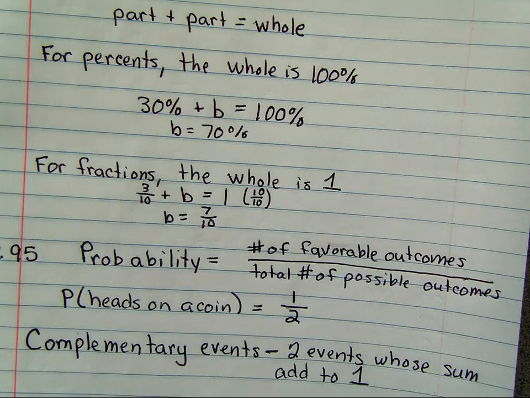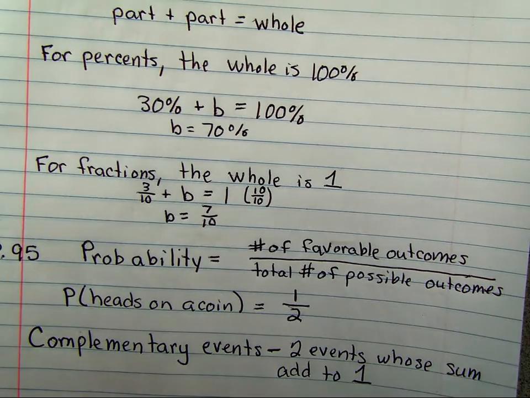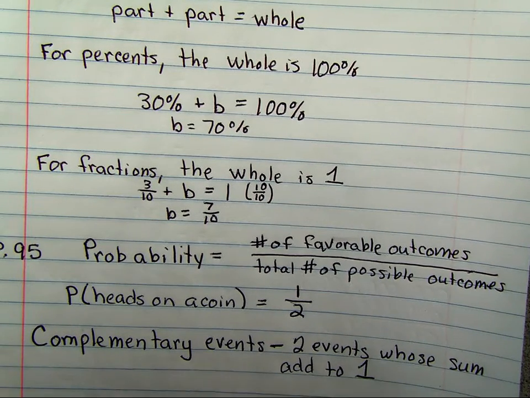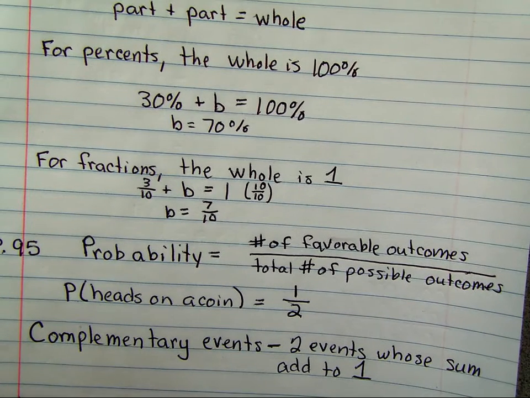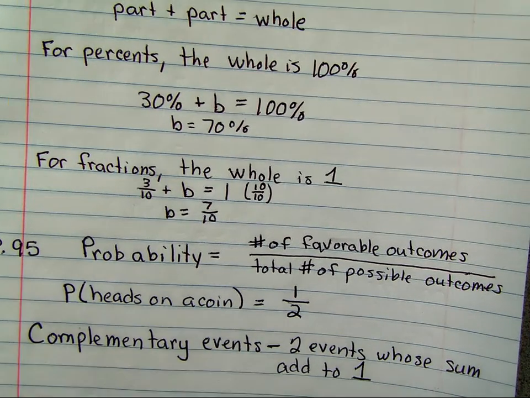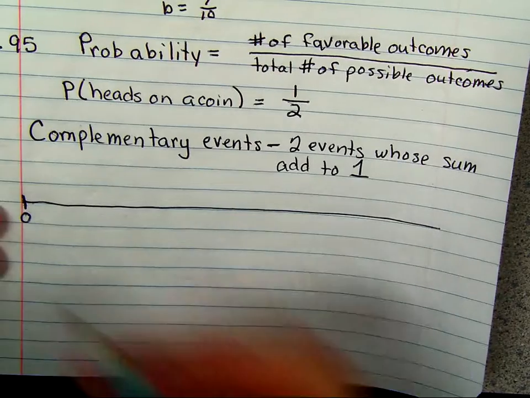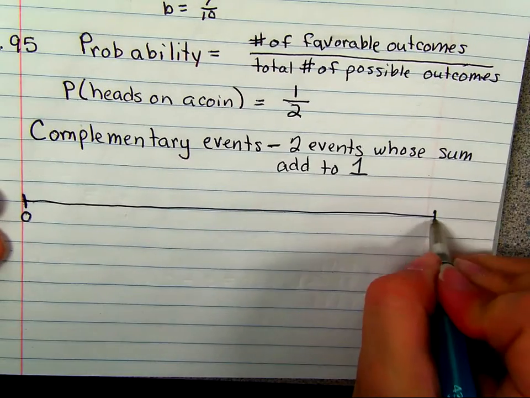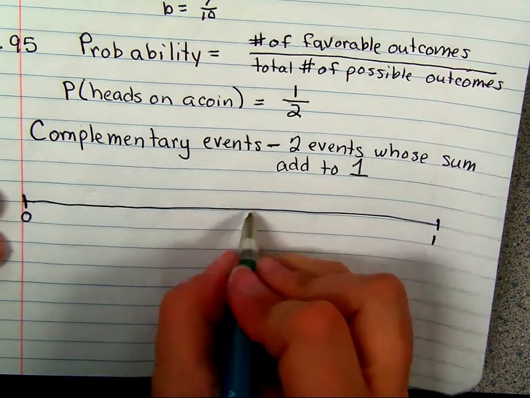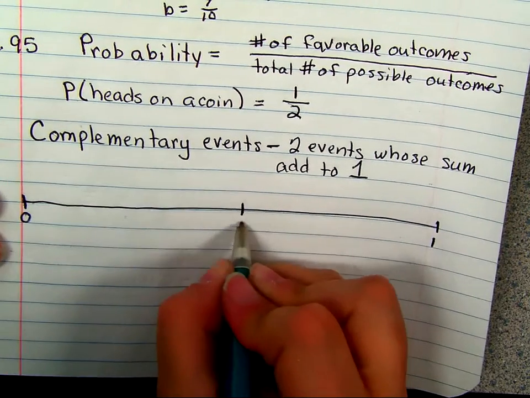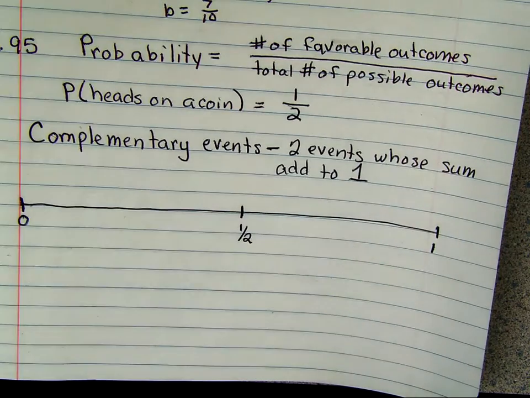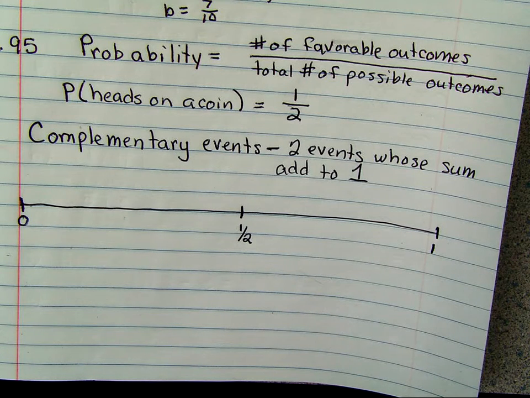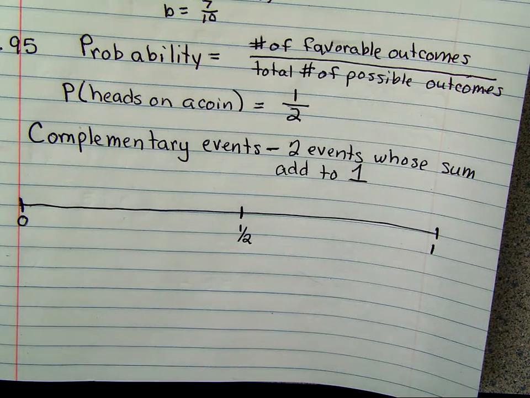Draw a line. We're going to talk about the continuum of probability. On the far left, I have a 0, and on the far right, I want you to put a number 1. Break it right into the middle and put a 1/2. Take just a second and get that done.